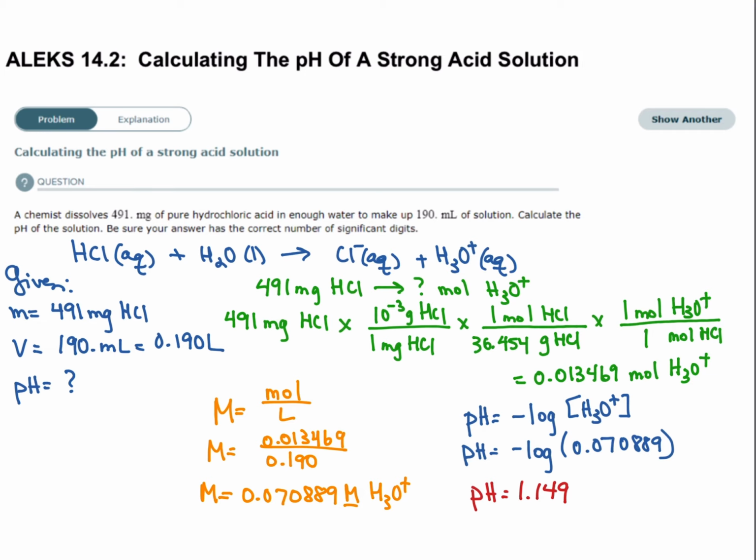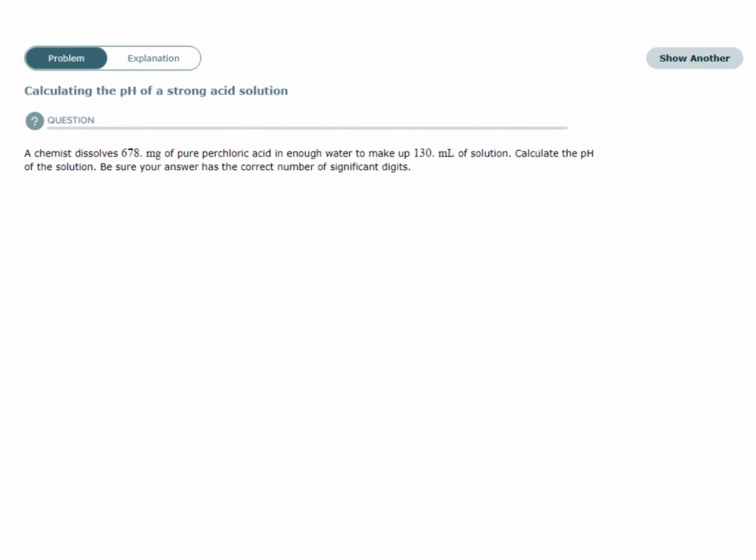Let's take a look at another example. In this example, a chemist dissolves 678 milligrams of pure perchloric acid in enough water to make up 130 milliliters of solution. Calculate the pH of the solution and be sure that our final answer has the correct number of significant figures. So part of this given information is going to be a balanced equation.